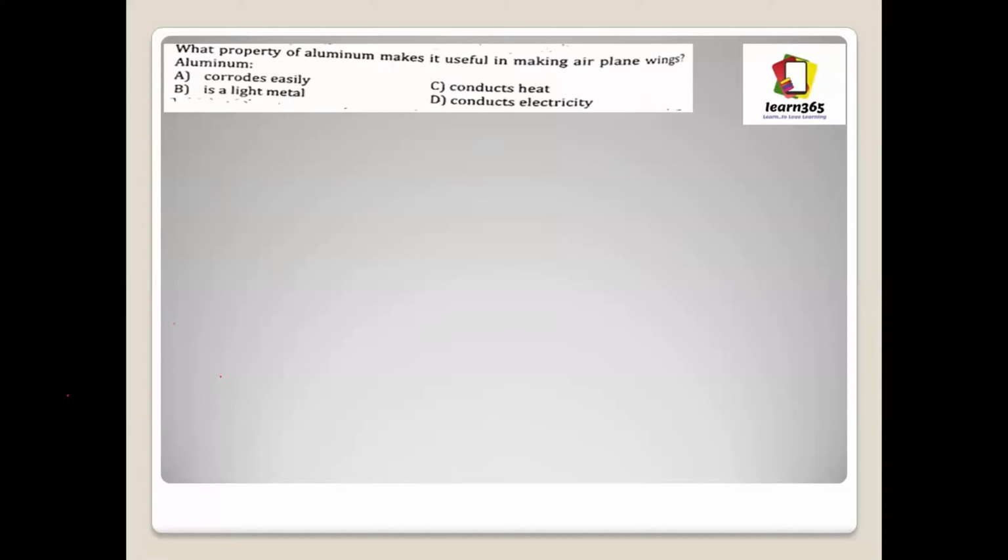Aluminium is actually used for making airplane wings. The main property, okay? Brooke, now listen to me. Pay attention. Aluminium is useful for making airplane wings because it is very, very resistant to corrosion. It is corrosion resistance.